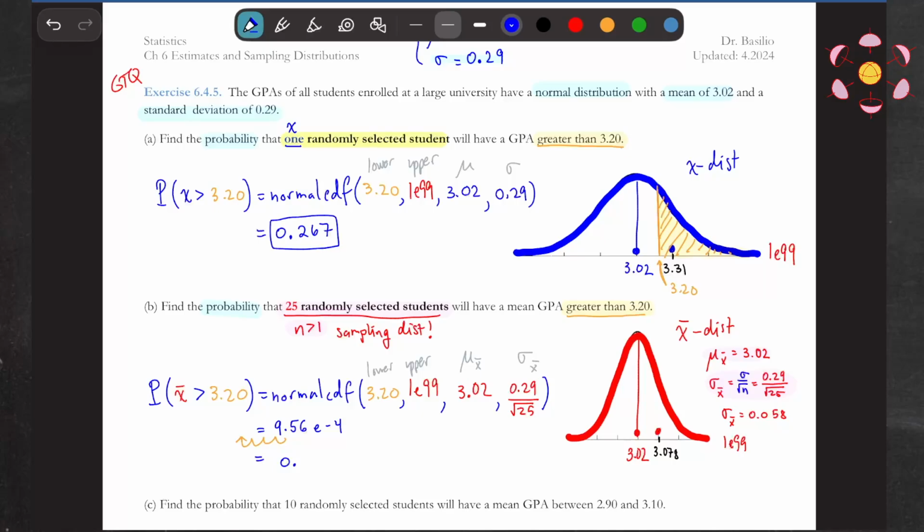The final answer is 0.0009. Okay, that's basically the 4 decimal places. And then I keep writing the 5 and the 6. Okay, I hope you can appreciate that is a really, really tiny probability. Now, here is why that's the case.